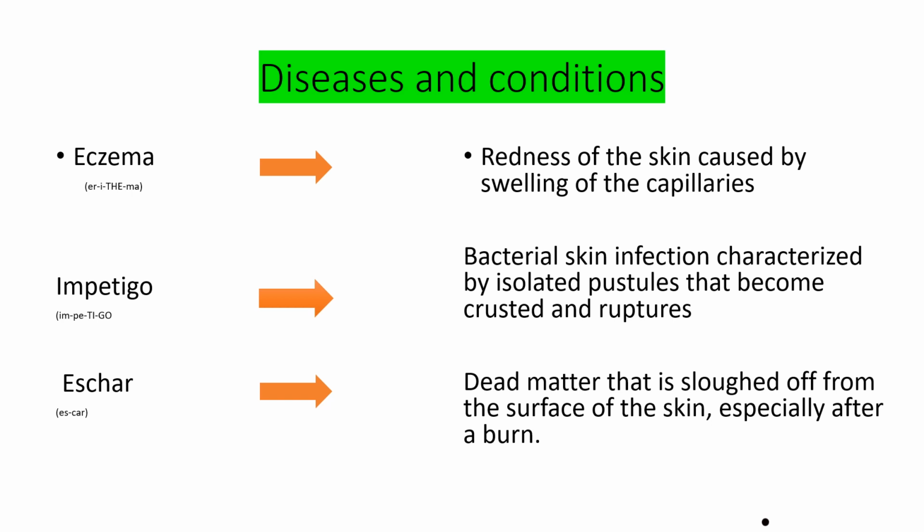Some common diseases and conditions related to the skin are terms like eczema. Eczema is also known as dermatitis, or inflammation of the skin. It's a redness of the skin caused by swelling of the capillaries, and capillaries are defined as the smallest blood vessels. Next, you have impetigo. Impetigo is a bacterial skin infection characterized by isolated pustules that become crusted and ruptures.